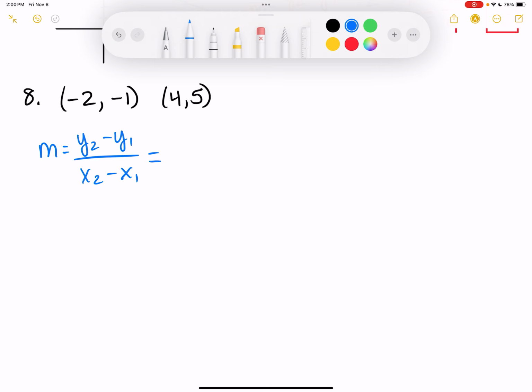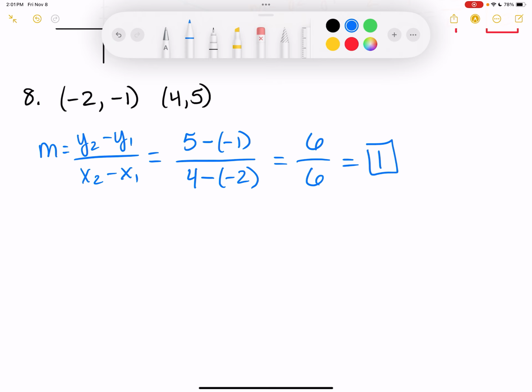So I always will call the second point listed point 2, okay? So y2 is 5 minus y1 is -1, over x2 is 4 minus x1 is -2. So I have 5 minus a -1, which is 6. Minus a negative is adding, so that's why it's like that. So 4 minus -2 is 6. So this is 1. So the slope of this one is 1.